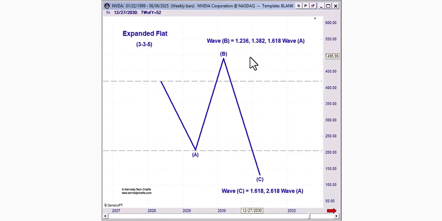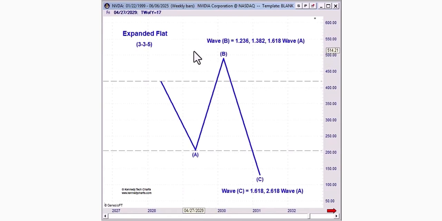And then, of course, following that, we see the wave C decline. These are the two multiples that we see there: either wave C will equal a 1.618 multiple of wave A or a 2.618 multiple of wave A. But this is what an expanded flat looks like. All an expanded flat is, is that wave B terminates beyond the wave A origin point. And the subdivisions don't change. It's still 3, 3, 5: 3 down in A, 3 up in B, followed by a 5-wave decline in wave C.